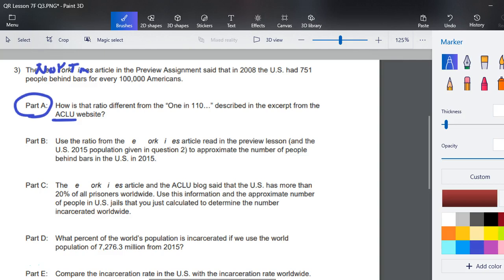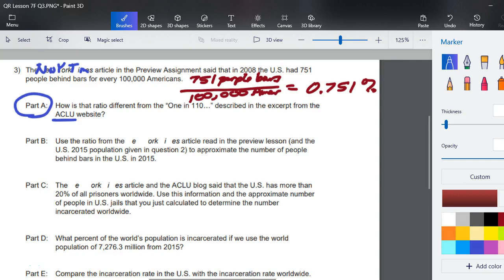So let's do some calculations here. Let's take this 751 people behind bars and divide it by our 100,000 Americans. We can do some decimal moving, or we can grab a calculator. I've got 751 divided by 100,000, and then multiply that by 100, and I get not a full percent from the New York Times.